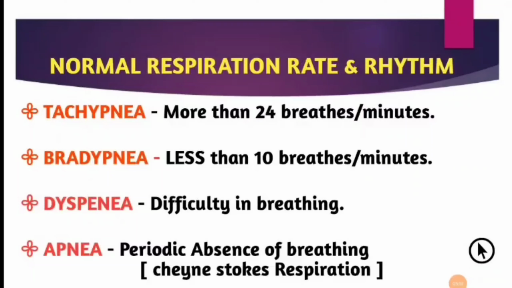Next one is abnormal respiration rates and rhythm. First one is tachypnea. More than 24 breaths per minute is known as tachypnea. Bradypnea, less than 10 breaths per minute. If the person is breathing fewer than 10 breaths per minute, that is known as bradypnea. Next one is dyspnea. Dyspnea means difficulty in breathing. Apnea means periodic absence of breathing.